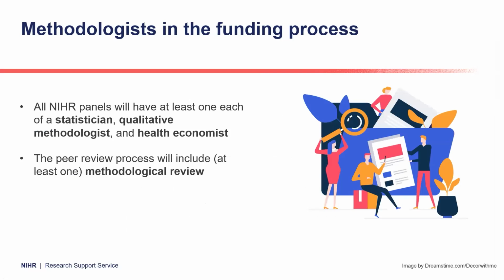When you write your application, be aware that it will be reviewed by at least one methodologist. All NIHR panels will have at least one of each of a statistician, a qualitative methodologist, and a health economist. And the peer review process will also include at least one methodological review. However, you need to get these technical or methodology sections right, as this application will also be reviewed by non-methodologists. And so this section has to be written in a way that can be understood by those reviewers too.